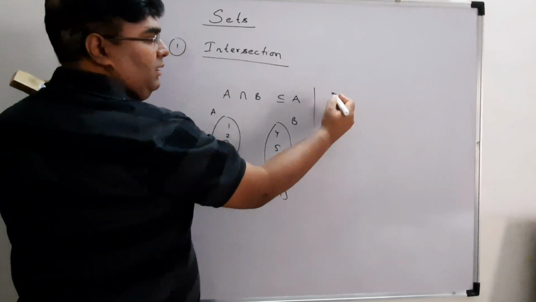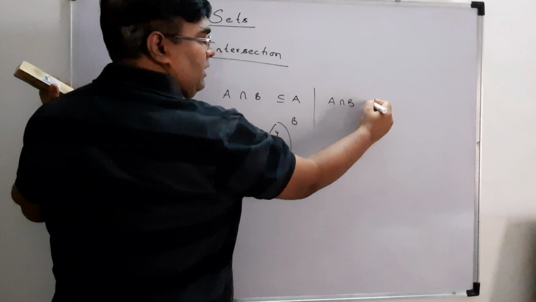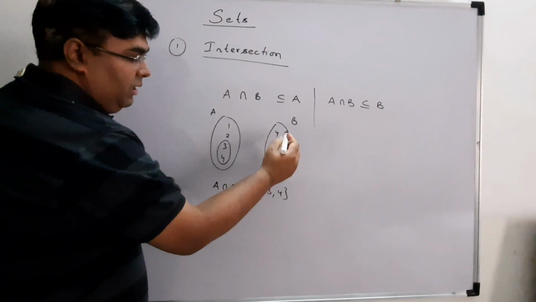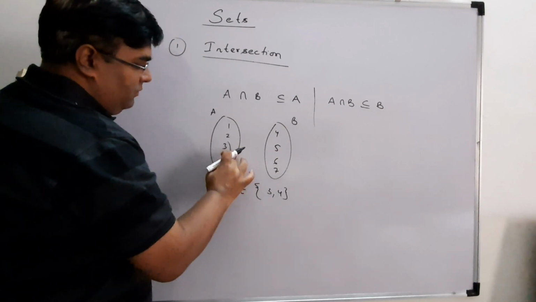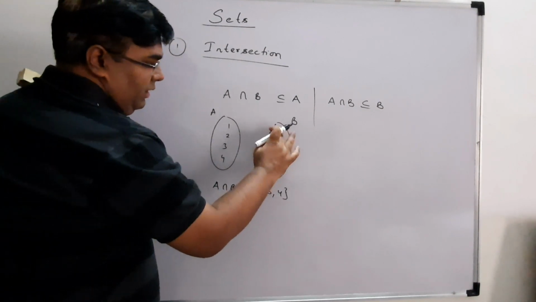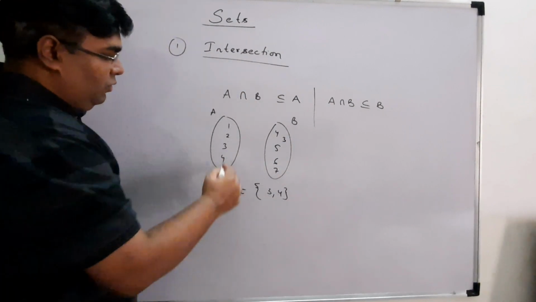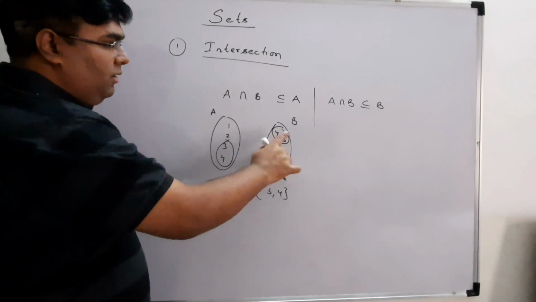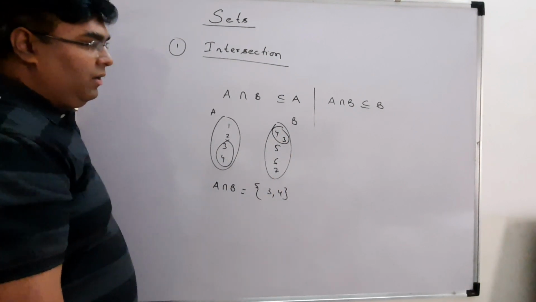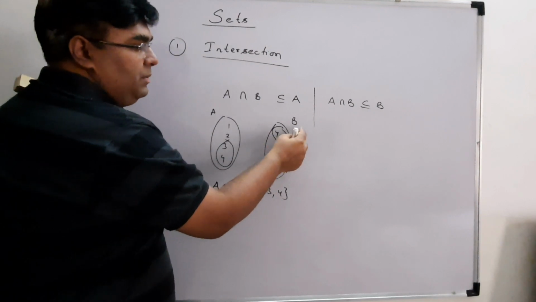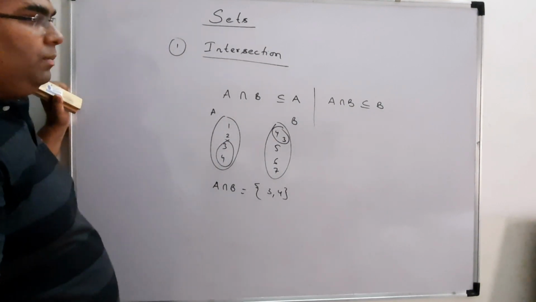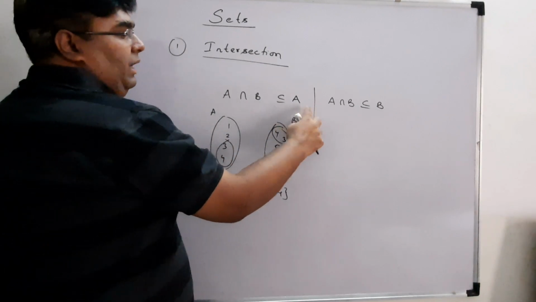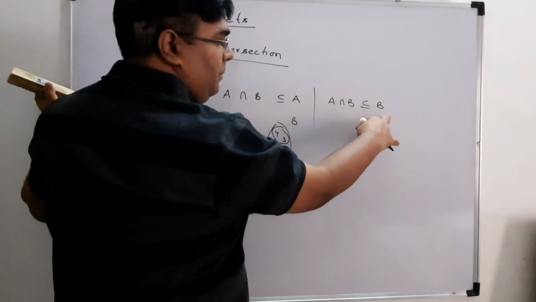Similarly, we can write that A intersection B is a subset of B, because see, 3 and 4 it comes here. Sorry, 3 and 4 are not there, only 4 is there, or we can write, let's say 3 here. So 3 and 4, right? So 3 and 4 are common to A and B, so we can write that 3 and 4 is a subset of B also. So both ways we can write A intersection B is a subset of A, and A intersection B is a subset of B.